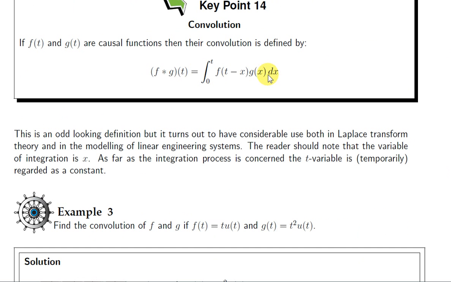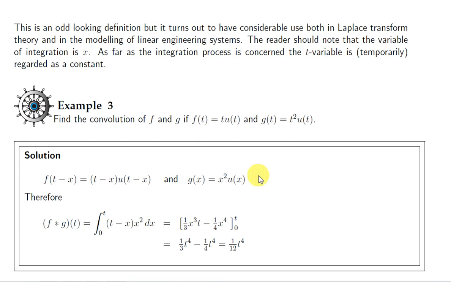You can see that we don't need the u's in the definition, because over the interval from 0 to t, where t is some positive number, both the u functions, u of t minus x and u of x, are equal to 1. So we just get 1 times 1, which is 1. Here we're just following the definition. Inside the bracket we have f of t minus x without the u, and after it we have g of x without the u. We're integrating with respect to x, so we treat the t as a constant.